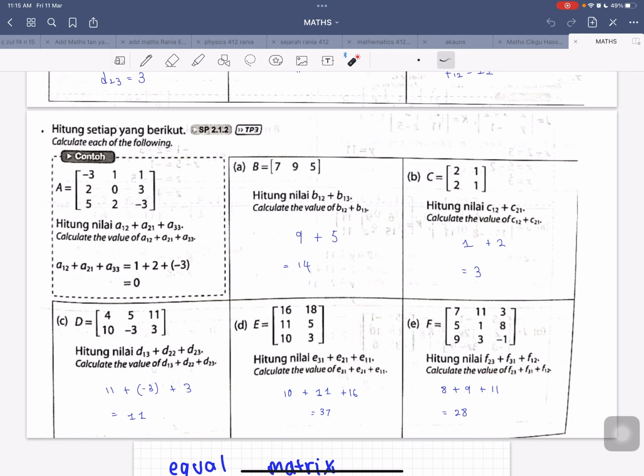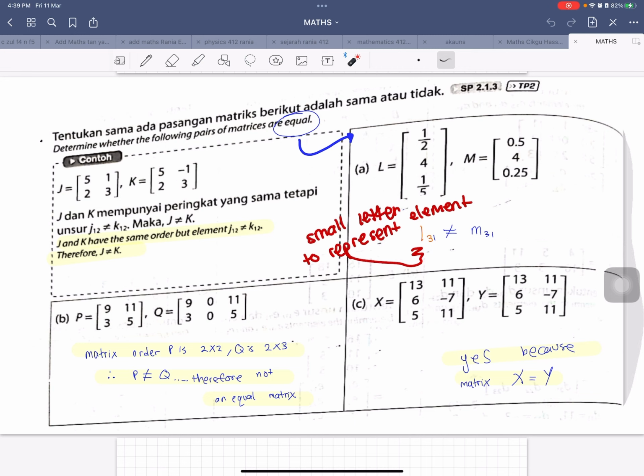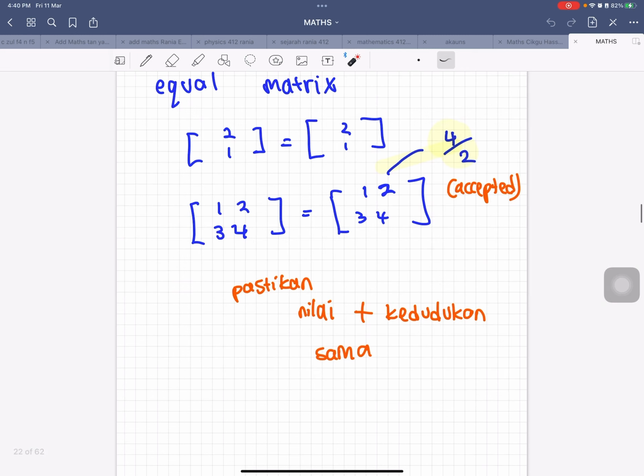3, 2, 1. We're going to learn equal matrix. So what is it? Okay, equal matrix.